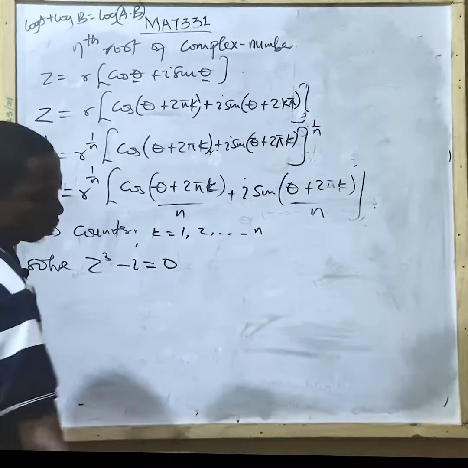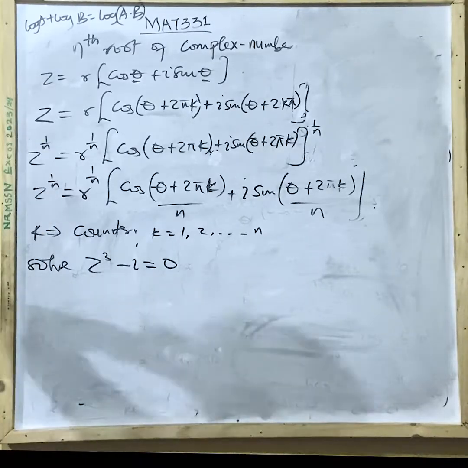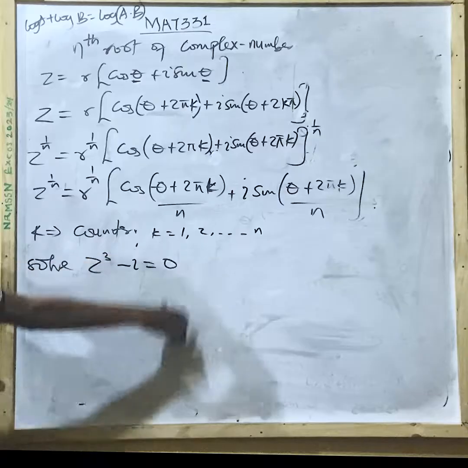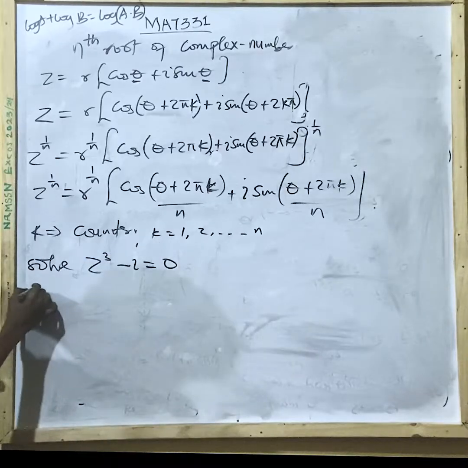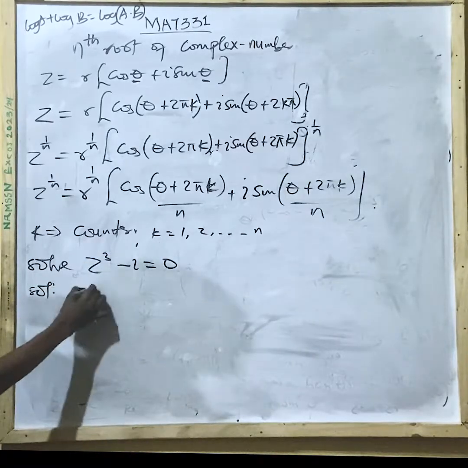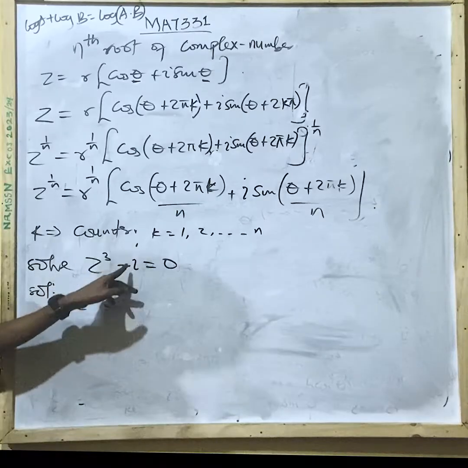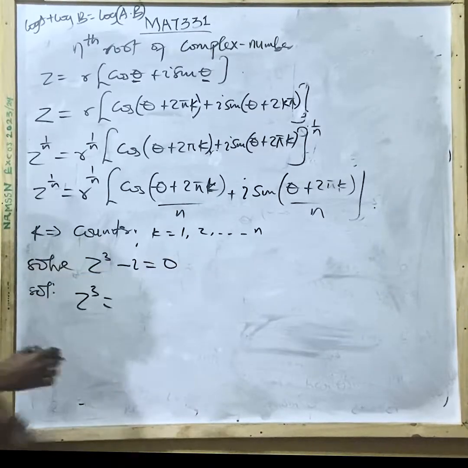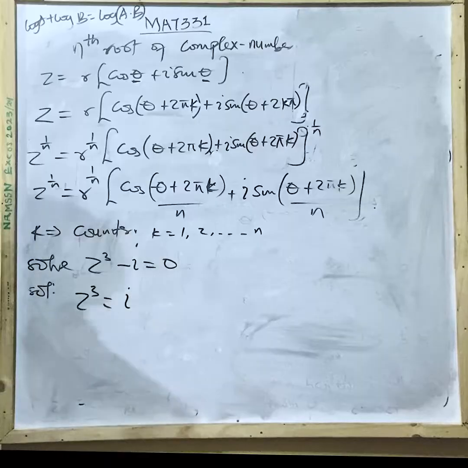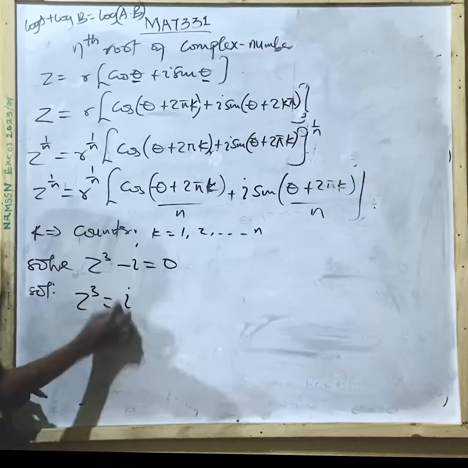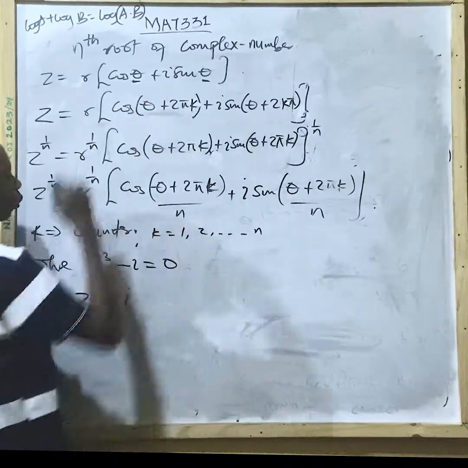z raised to power 3 minus i equals 0. So the first thing is that we collect like terms. Collecting like terms, if I move this minus i to this side, I'm going to have z raised to power 3 equals i. Then I will now go and express this i in polar form.